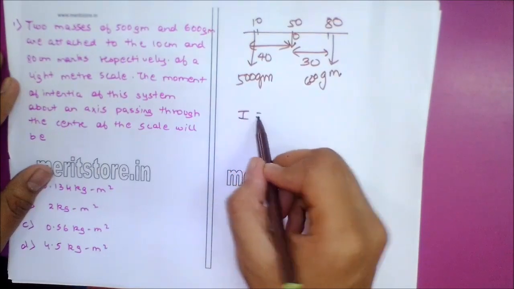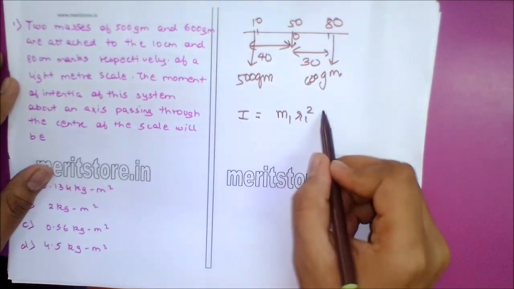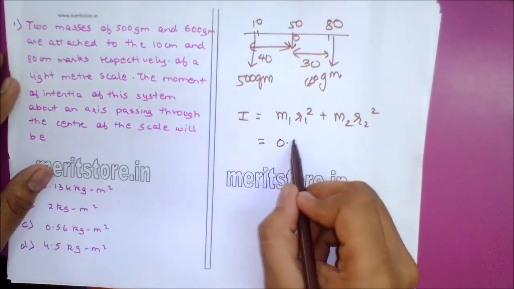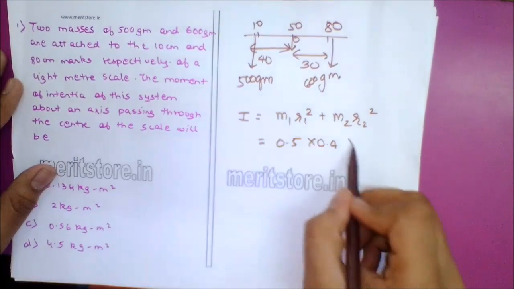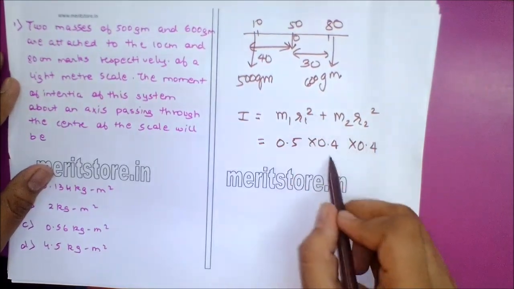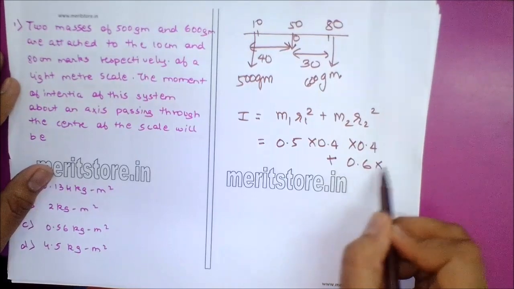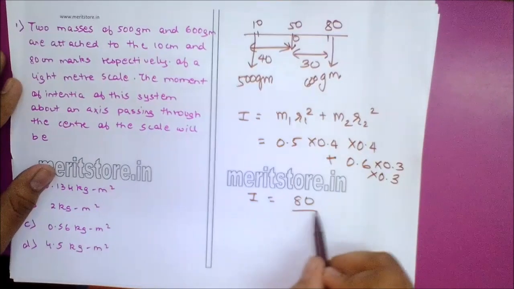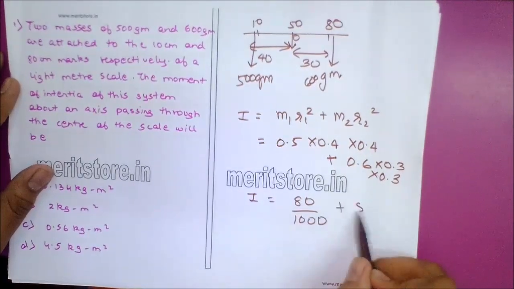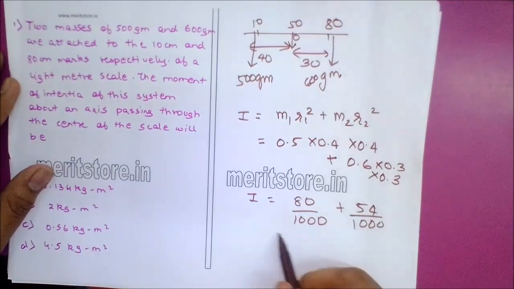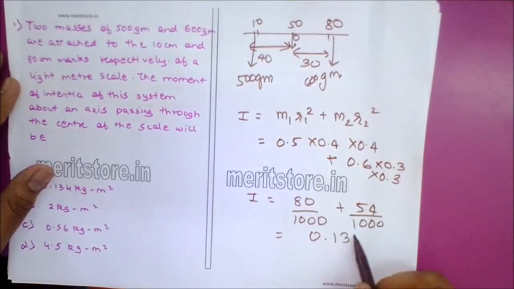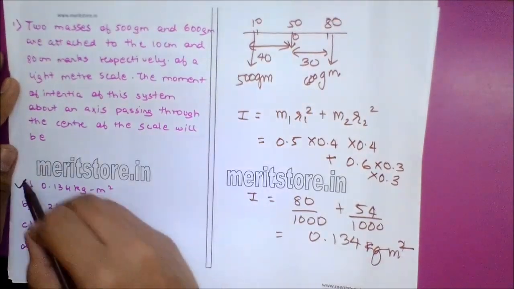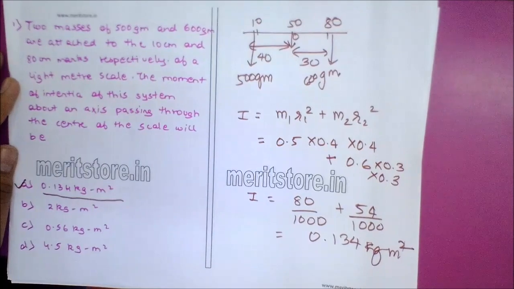Now I is equal to m1 r1 square plus m2 r2 square, which is equal to 0.5 into 0.4 into 0.4 as radius square plus 0.6 into 0.3 multiplied by 0.3, which on solving we get 80 upon 1000 plus 54 upon 1000, we get 0.134 kg meter square. So option A, 0.134 kg meter square is the correct answer.